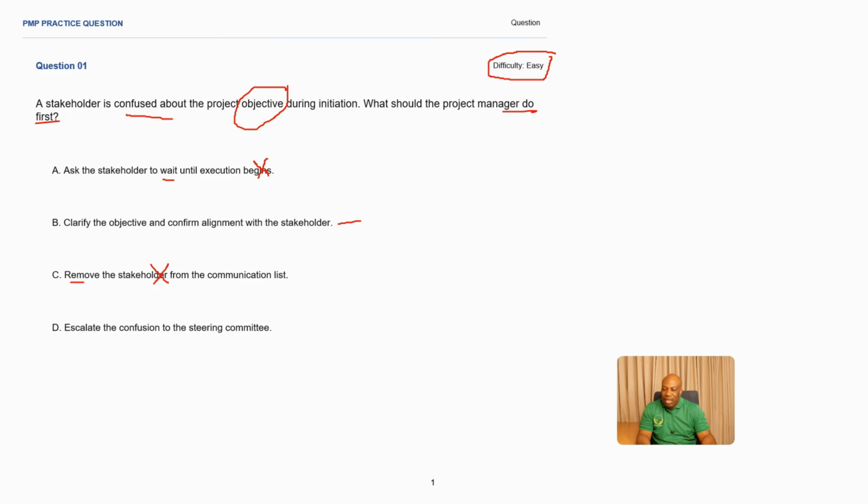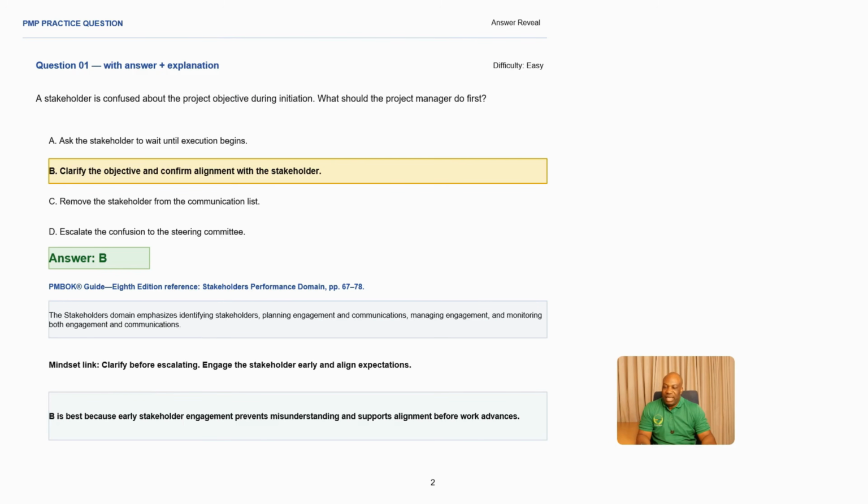Okay. Option D, escalate the confusion to the steering committee. The responsibility of the project manager is to manage the project on a day-to-day basis. So escalation is the last option. And in this case, you have not yet even engaged the stakeholder, and therefore you cannot just go straight into escalation. So that makes B the correct answer. B is the correct answer: clarify the objective and confirm alignment with the stakeholder.